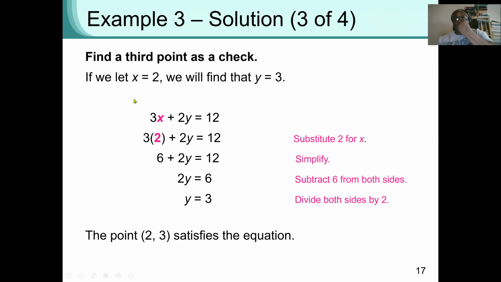Here we find a third point as a check. So we say, okay, when x is 2, what would be the value of y? So we plug in 2. We have 6 plus 2y equals 12. 2y will give us 12 minus 6, which will give us 6. And y will give us 3. Here we are just using this to check.